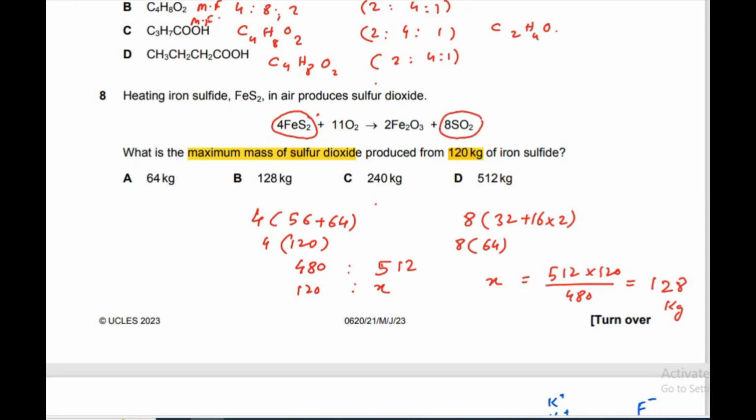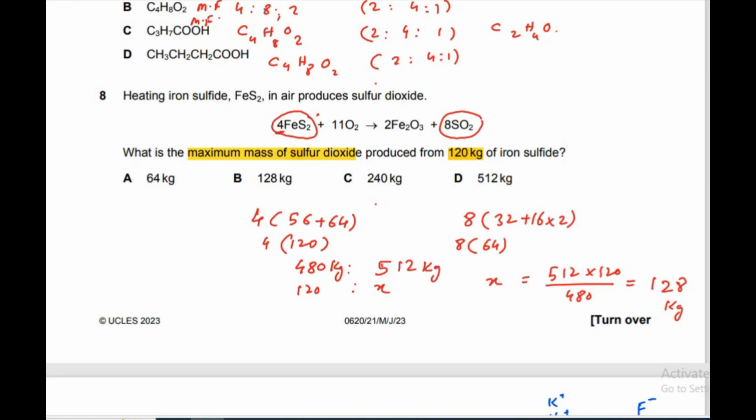Just consider the stoichiometry of the equation, the coefficients used before the formula. 56 is the Ar of iron and 32 is the Ar of sulfur. So 56 plus 64, but you have 4 moles. Here 32 plus 16 times 2, and 8 moles are there. So 8 times 64, 4 times 120. So you can say 480 kg of FeS2 can produce 512 kg of sulfur dioxide.